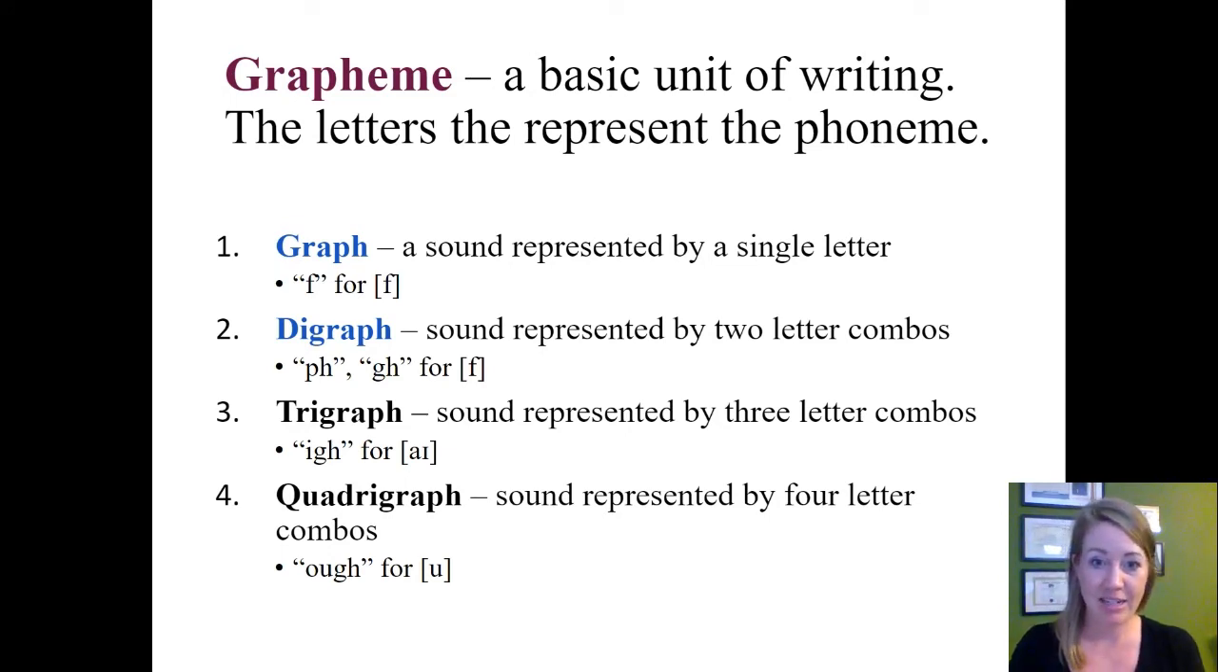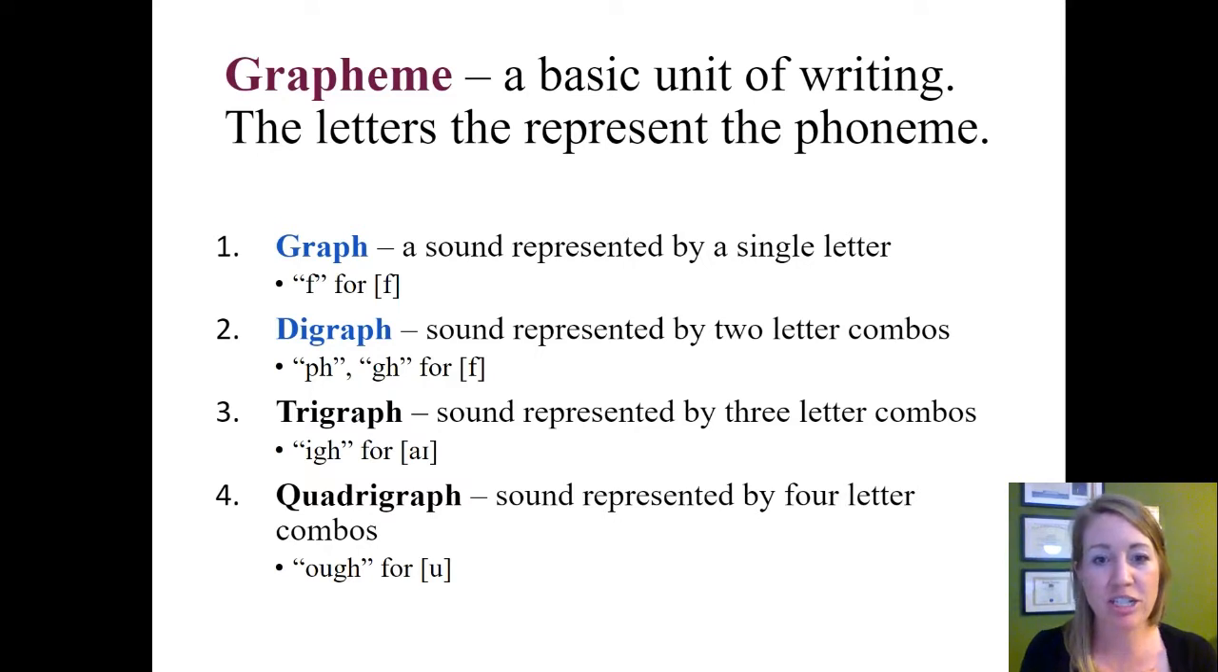When you look at letters, when we have 2 letters that represent 1 sound, we have what we call a digraph. So a graph is when you have 1 letter, 1 sound. A digraph is when you have 2 letters that represent 1 sound. So we've got phone, and in the word phone, the PH, those 2 letters, are a digraph representing the 1 sound. Okay. We also have a trigraph, which is when you have 3 letters representing the 1 sound, and 4 letters representing 1 sound is a quadrigraph.